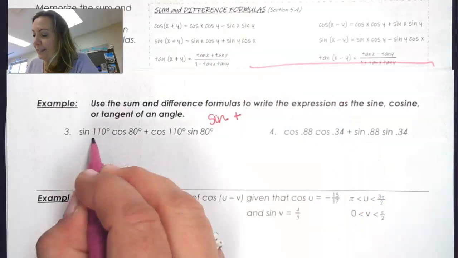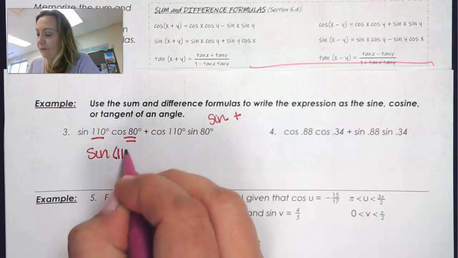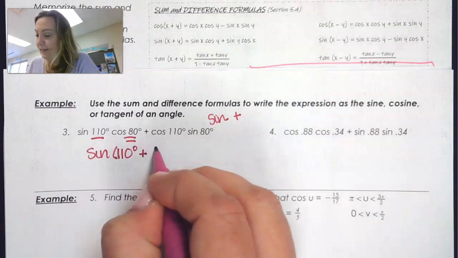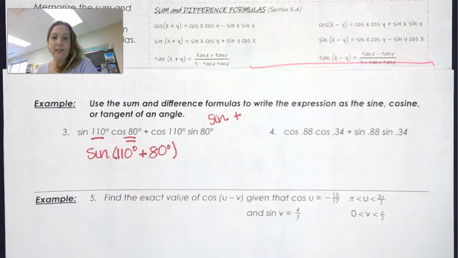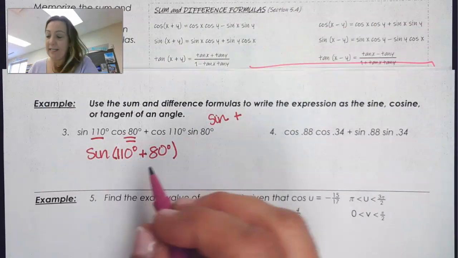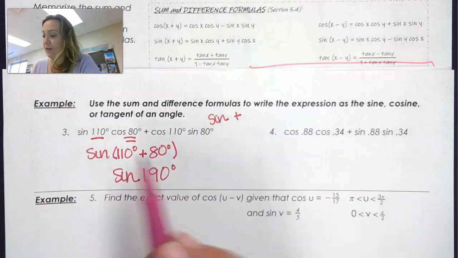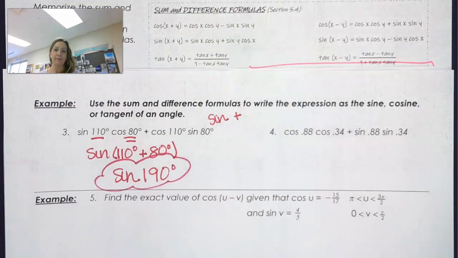It looks like my x here is 110 and my y is 80 degrees. So that's just going to be sine of 110 degrees plus 80 degrees, which means that this is just the sine of 190 degrees. That's all.